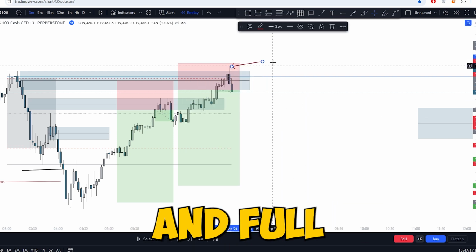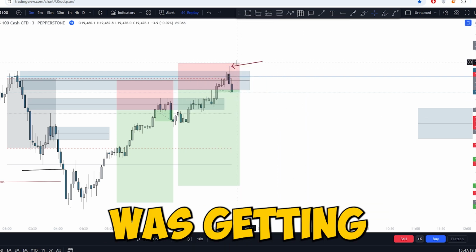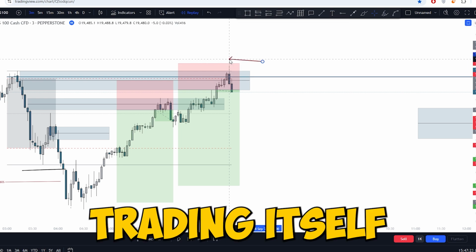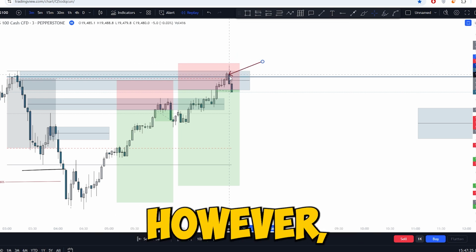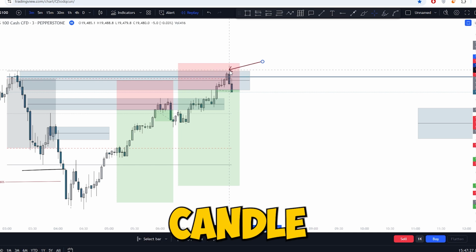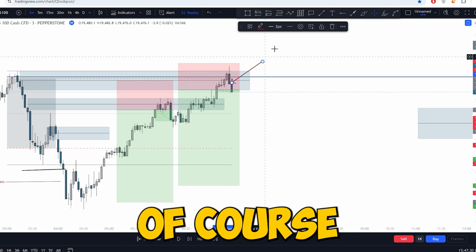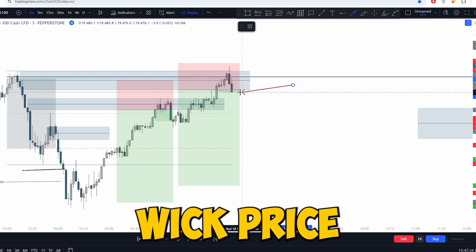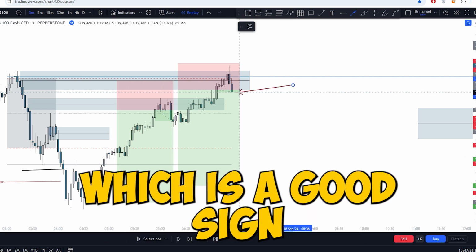Now, I'll be honest and full transparency here. By the time price was getting to this point, I was in doubt of the trade in itself and whether I really want to do it. However, I'm just waiting for this candle to close. If it did close above here, of course, our trade is invalid. But I saw this rejection wick. Price was rejected to the downside, which is a good sign for me.